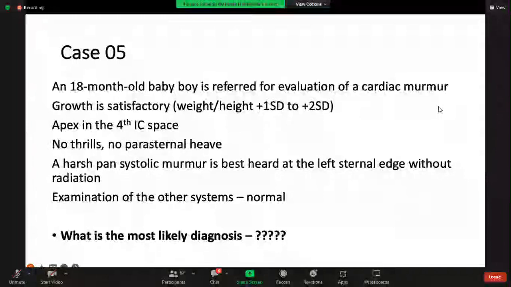Why? Because there are no parasternal heave or thrills. And what is this parasternal heave suggestive of? Right ventricular hypertrophy, madam. Okay. And as you can see, the child is having very good growth, right? So growth is satisfactory. And yes, basically, as you correctly mentioned, it's a simple ventricular septal defect. So do you all agree with that answer, or do you have different thoughts?